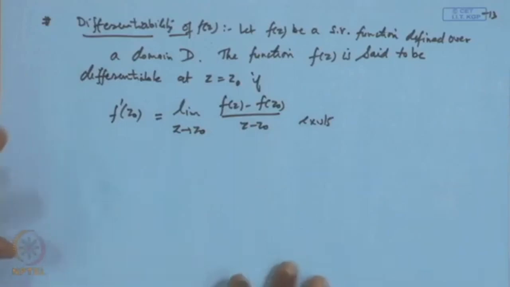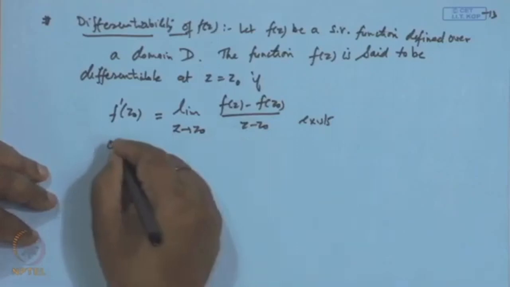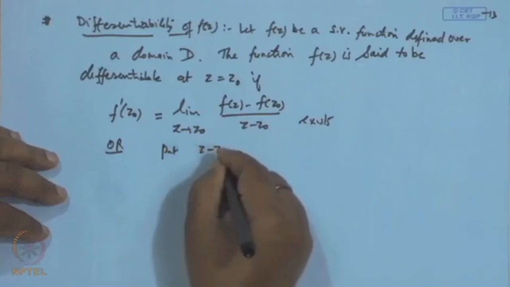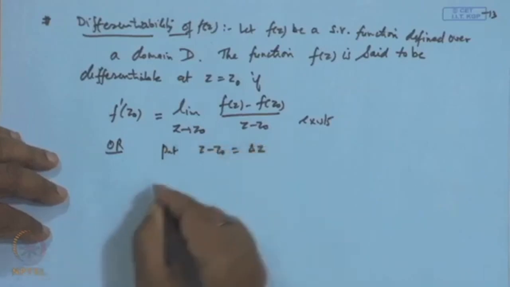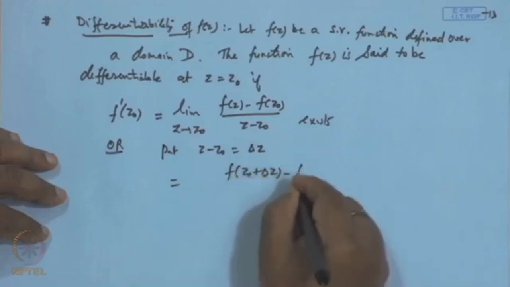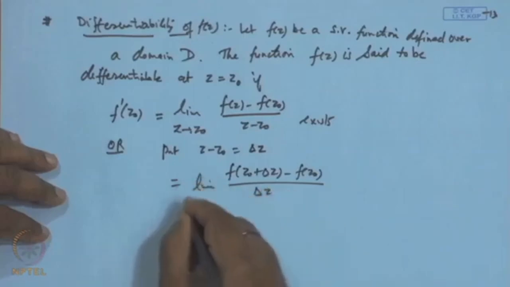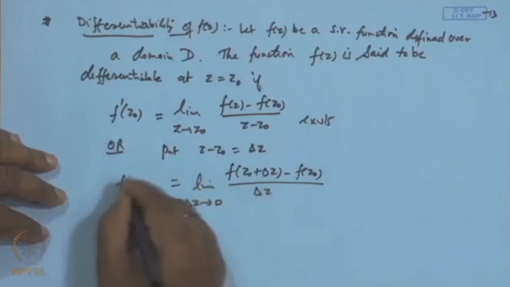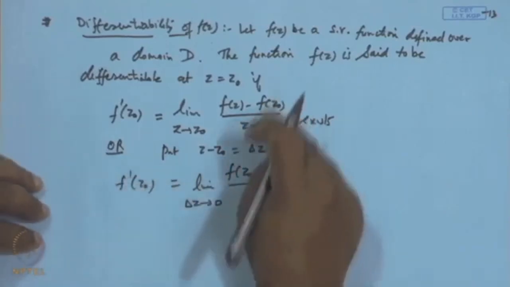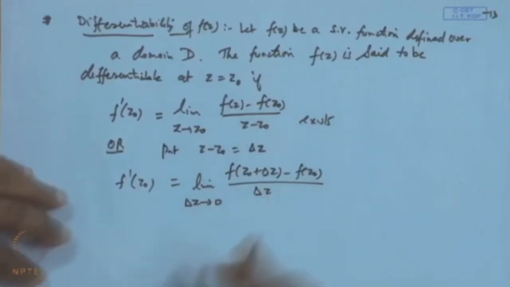When we say the limit exists, this can also be written like this. Substitute z minus z naught as delta z; then the same thing can be put as the limit as delta z goes to 0 of (f(z naught plus delta z) minus f(z naught)) over delta z. This is the derivative of the function. So, either we use this formula or this expression, both will give the same.